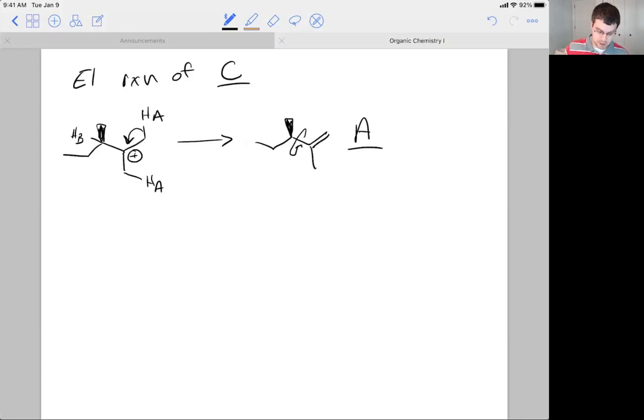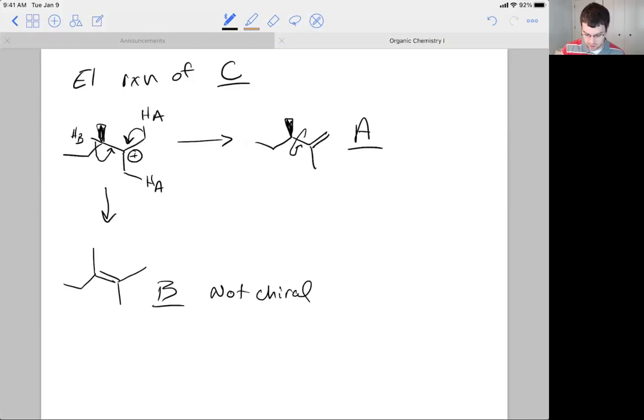Now, what about product B? So in product B, we're going to take the electrons between the C-B bond and move them down to form a carbon-carbon double bond between what was the stereocenter and the carbon with the positive charge. That's going to give rise to product B. Notice that product B is not chiral. It does not have a stereocenter anymore.